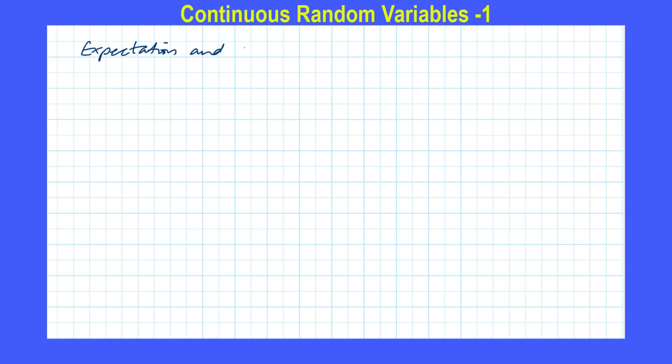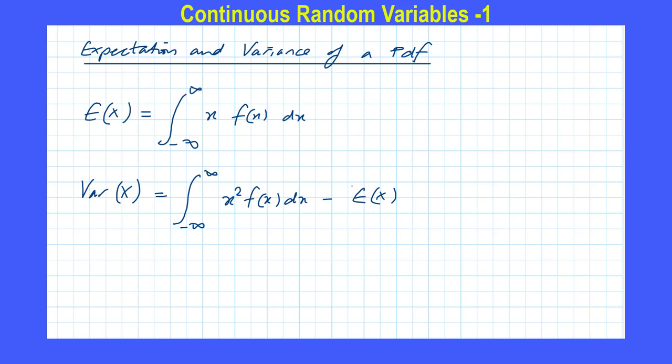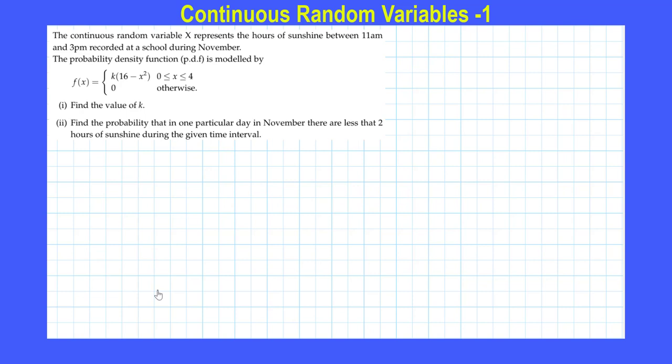We also have to be able to work out the expectation and variance of a probability density function. And that's the case of just using some formulas. So the first one, to find the expectation within its domain, you integrate x times f of x dx. And for the variance within its domain, you do x squared f of x dx minus the expectation squared. Very similar to when we did it for discrete random variables.